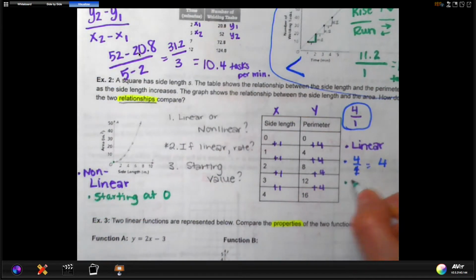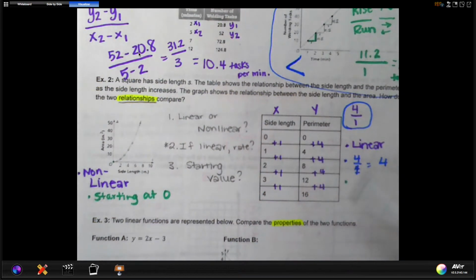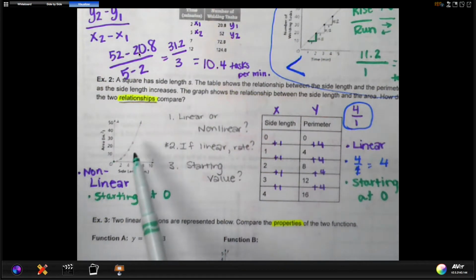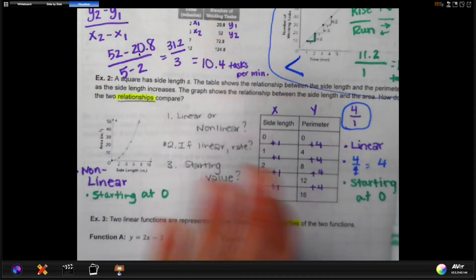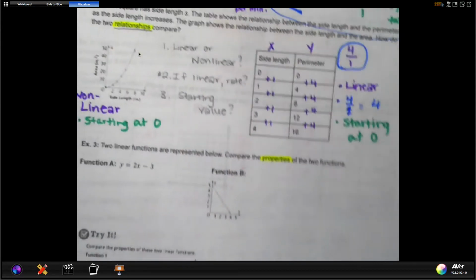This one, if we look at our starting, if the side length is 0, the perimeter is also 0. So this one also starts at 0. Okay, and so that's how we compare the relationships. This one's nonlinear, this one is linear. This one has a constant rate of 4, but they both start at 0. Okay, let's do it again. Last example for the video then.